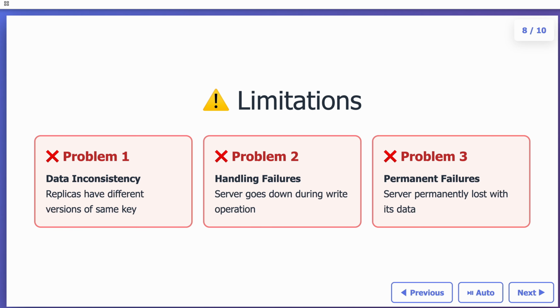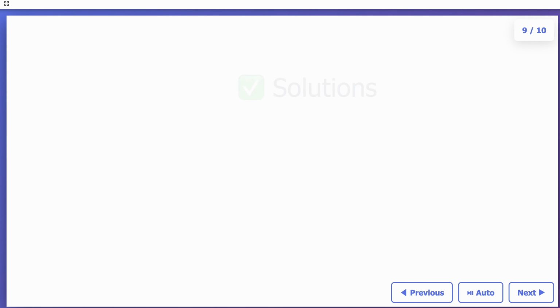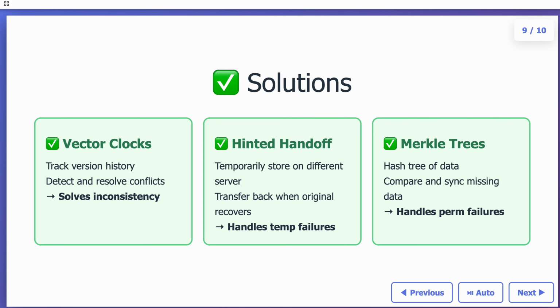Limitation 2. Handling failures. What if a server goes down during a write? Solution: hinted handoff. If a replica is unavailable, we temporarily store the data on another server, with a hint about where it should eventually go. Once the original server recovers, we transfer the data back.